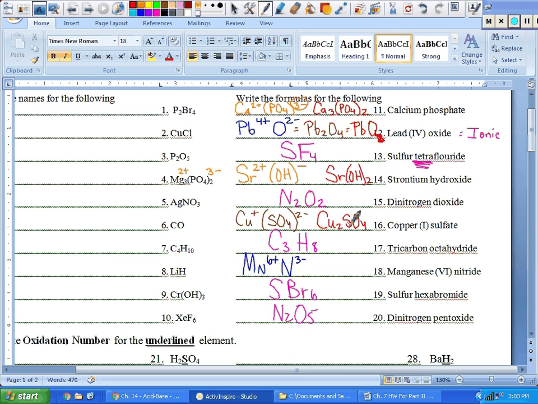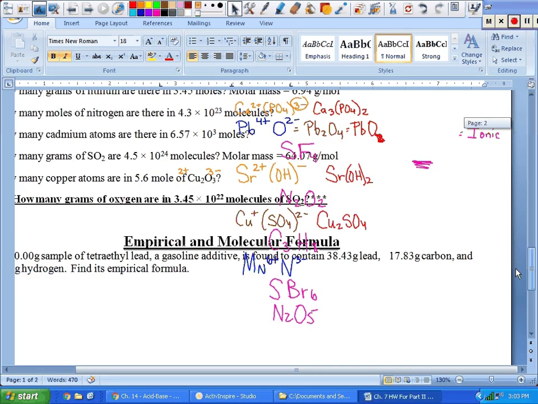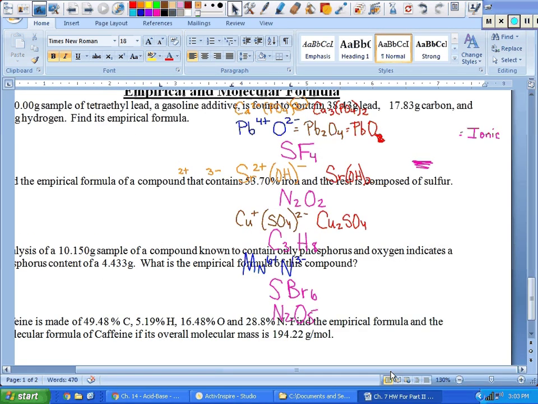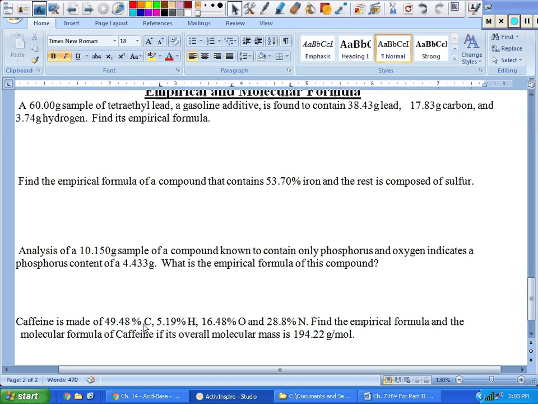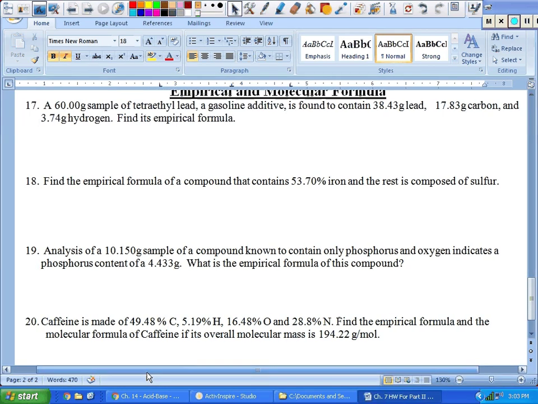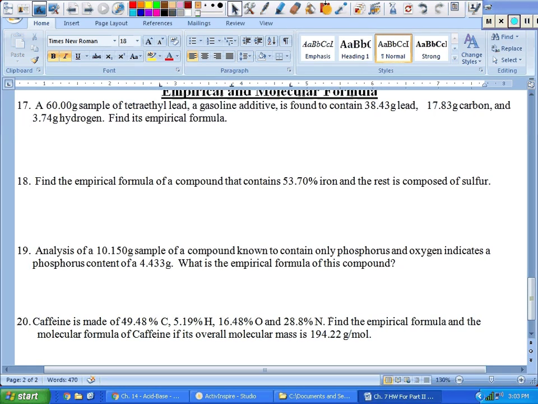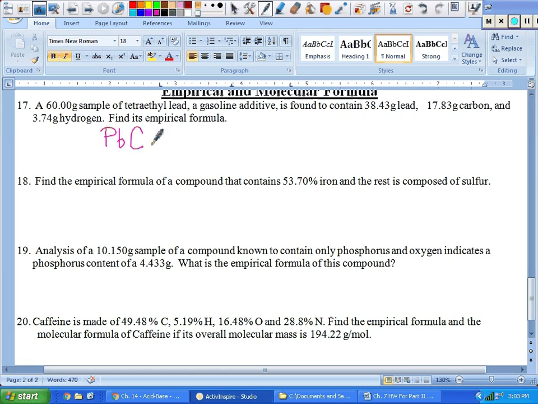Are there any of the empirical molecular formulas that you want me to do? All of them? I will tell you that this one, number 17, was PbC8H20, which was really funky. Yes, if you get that, the first time I did that, I was like, no, it's kind of funky, but it's right.